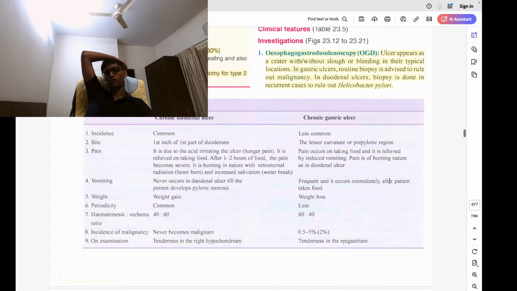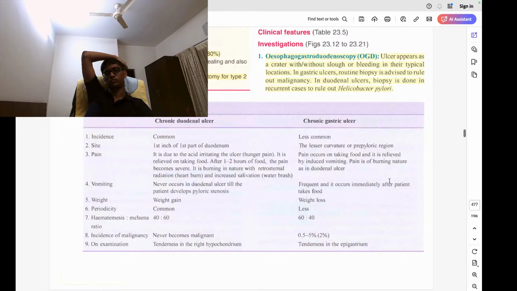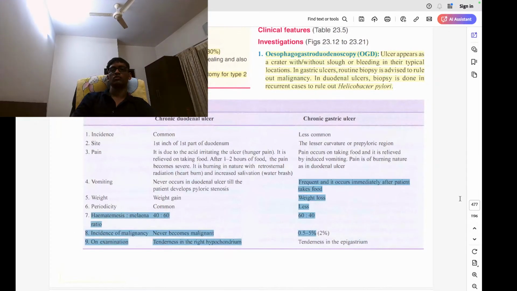So comparison is there. I cannot do this now. Shame.